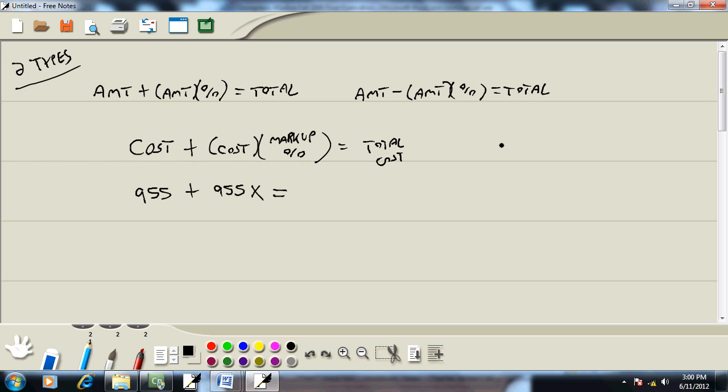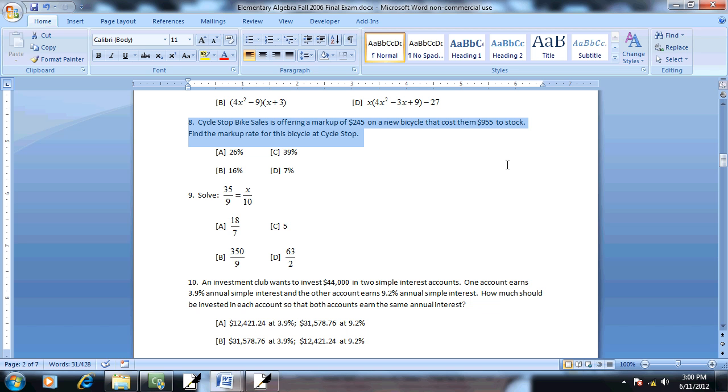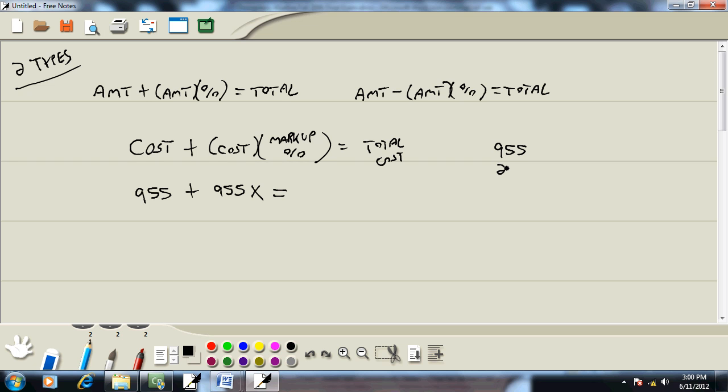Equals our total cost. Well, the cost is $955, and then they're having a markup of $245. So they're tacking $245 on that. So if I add that, that means it'd be $1,200. That's what they're charging the customer, $1,200. They pay $955, charging $1,200. Assuming I add it correctly over here. It's always kind of iffy.